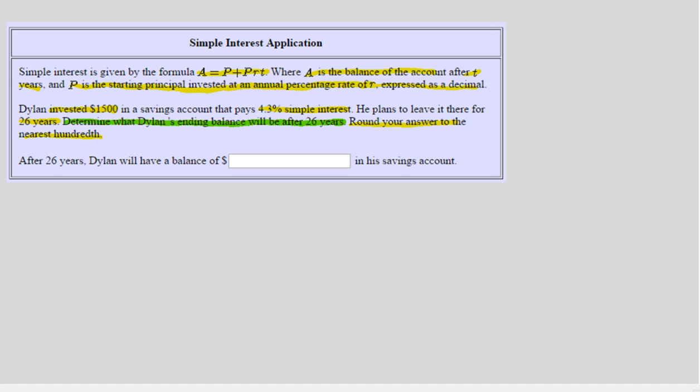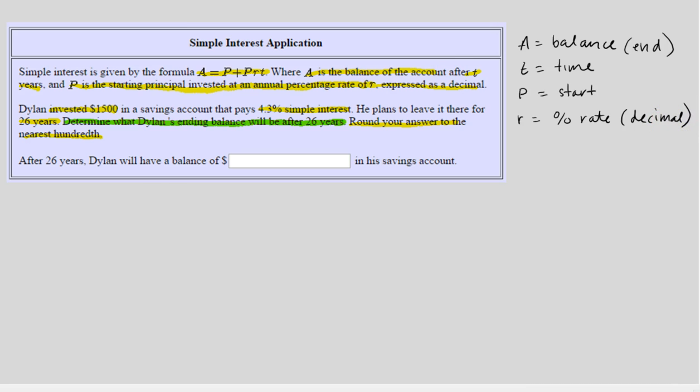So now, we know that A is the balance or the future balance of the account in dollars. T is measuring time in years. P is the initial balance or the starting balance. Here we'll put ending balance for A. And R is the percentage rate, and we need to write that as a decimal.